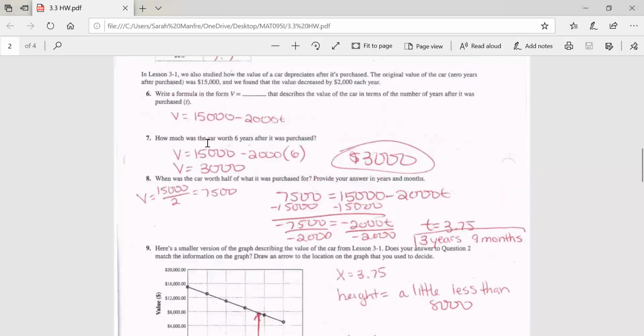So I'm going to take this equation that we have up here in number 6, and I'm going to replace the value with 7,500. So we have 7,500 is equal to 15,000 take away 2,000 T. Solve this equation for T.